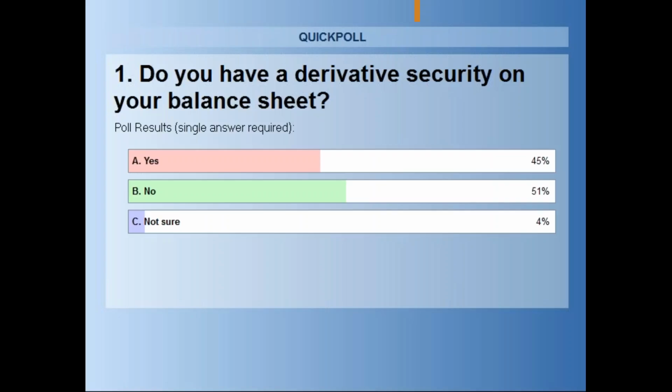Are you surprised, Gunter, to see this? I'm probably surprised because I would have expected that more people are not sure, because this is a tricky piece, and sometimes you have derivatives and you don't know that you have them. So let's see.